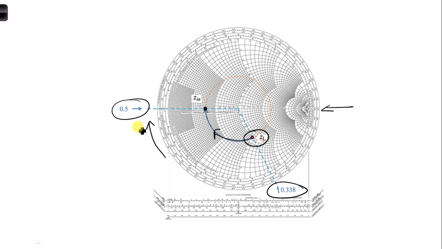So, at this position, let's see, it's asking for the shortest line length and what is the input impedance. So, we can find the line length there by taking 0.5 lambda minus 0.338 lambda. So the distance to that Z in is 0.162 lambda.